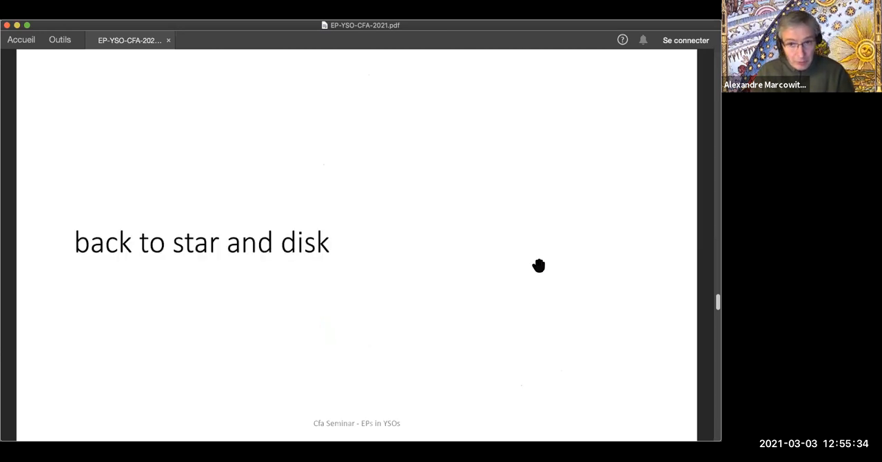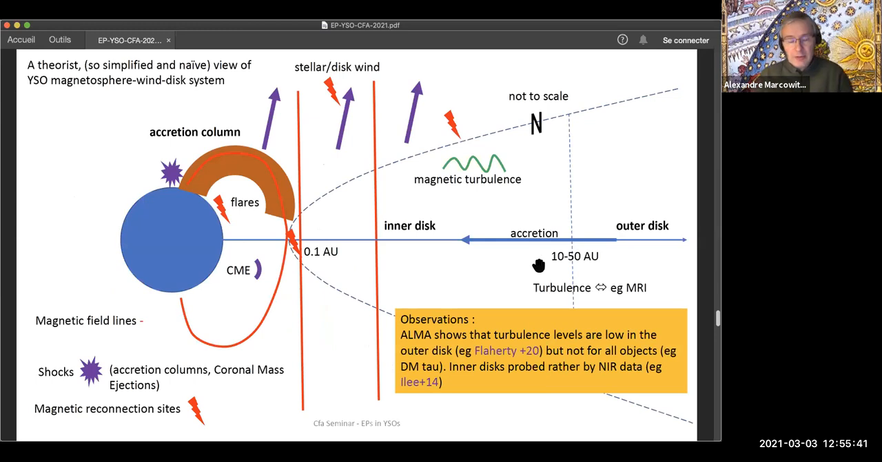Before concluding, I just want to go back to star and disk and go towards more speculative aspects, because they are not associated with any observation yet. Here is a sketch of the inner part of the object, with the star, which is rotating, and its magnetic field. You have magnetic field lines anchored in the disk. I told you about the shock from the accretion column on the stellar surface, but there are also many other ways to inject non-thermal particles in this system. I especially think about flares from the star and coronal mass ejections.